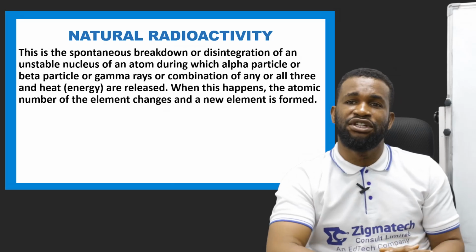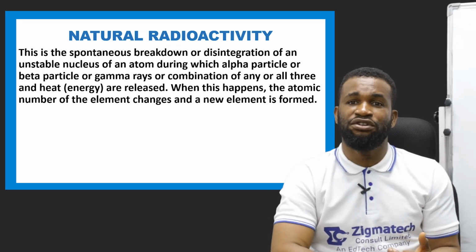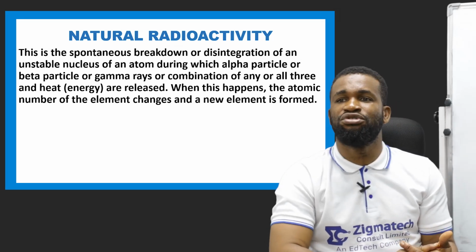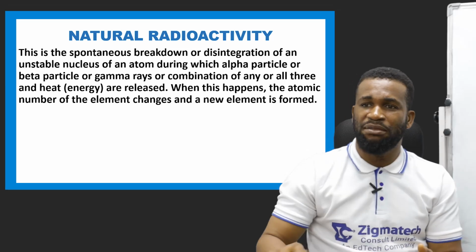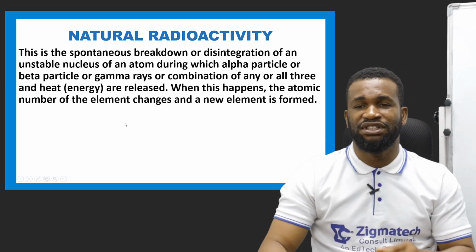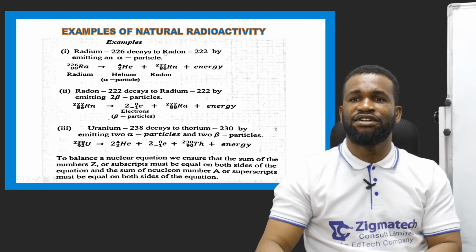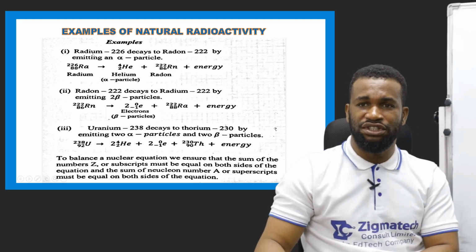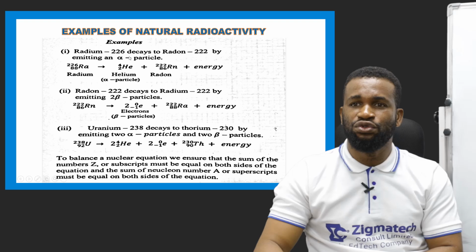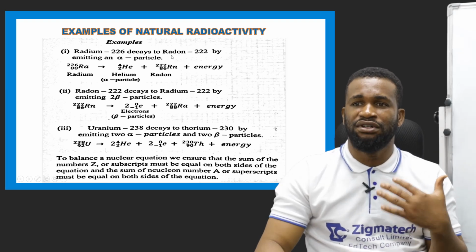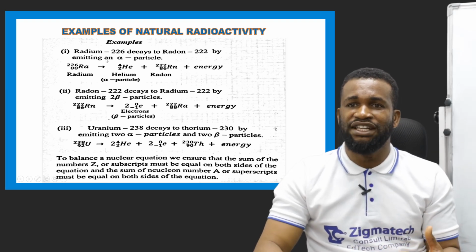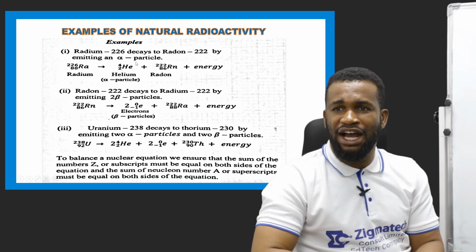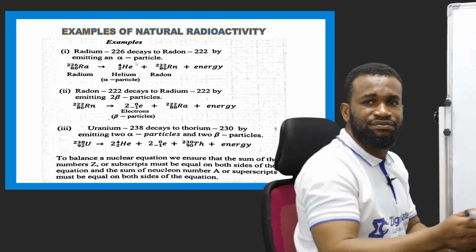Now, the natural spontaneous breakdown or disintegration of an unstable nucleus of an atom, during which alpha or beta or gamma is released, is what natural radioactivity is. Natural radioactivity includes, look at this, radium-226 decays to radon-222 by the emission of alpha. Let's look at how that is done.